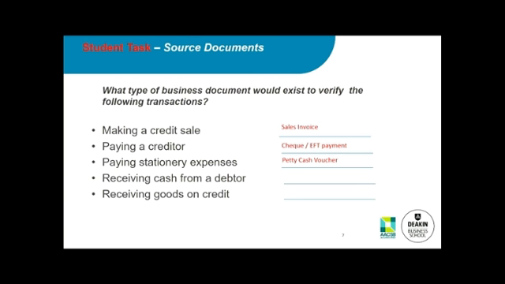Right, next one, receiving cash from a debtor. Remittance advice, all right? Usually when we send out our invoice or statement, at the bottom we have a perforated little attachment, and that's called the remittance advice. So he will tear that off and send it back with his payment. Right, and the last one is receiving goods on credit. Yeah, a supplier's invoice or purchaser's invoice.